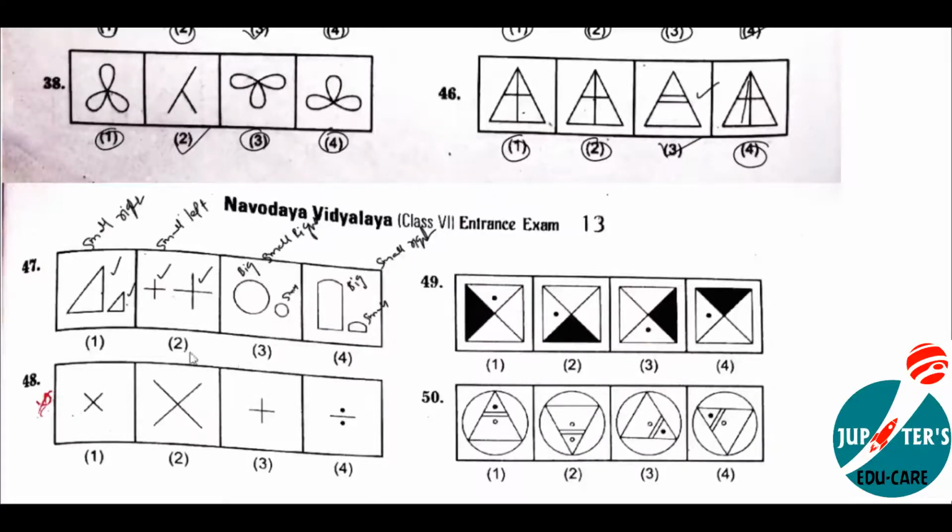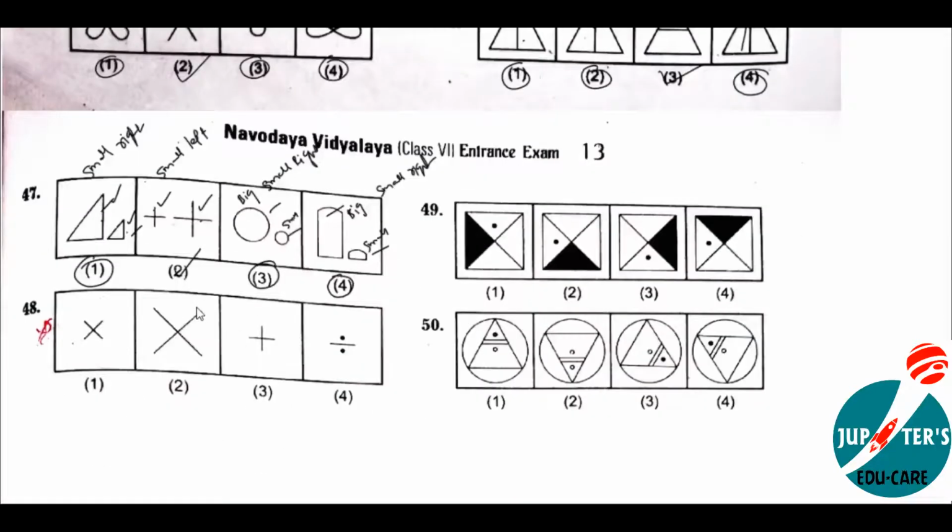So if you observe carefully, in option 1, option 3, and option 4, the smaller one is on the right side of the bigger one. But in the case of option 2, the smaller one is on the left side of the bigger one. So option 2 is our answer.